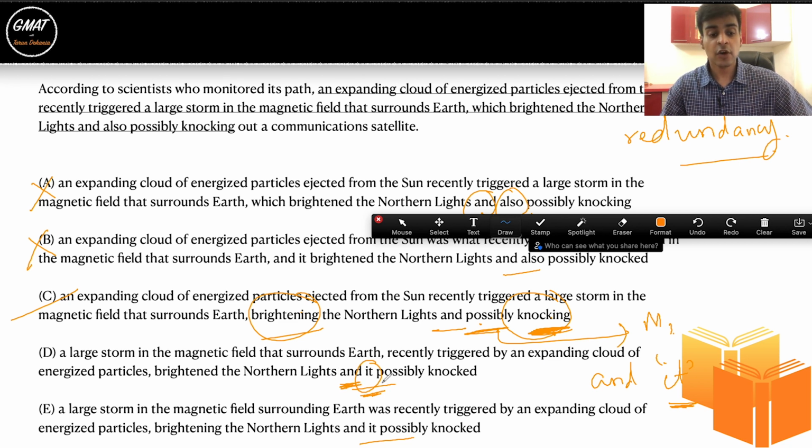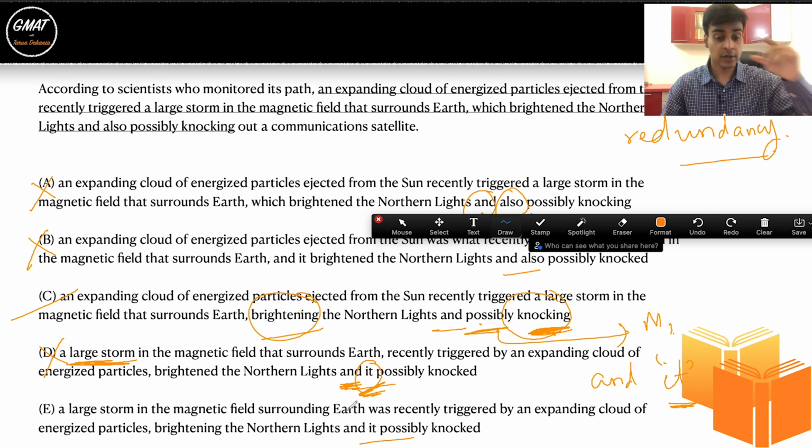The point of parallel construction is so that I don't have to repeat the same things again and again. So here the large storm is the focus. I'm using "and" so that this remains the subject and I can bring in multiple verbs. If I have to bring in a pronoun for it anyway, what's the point of PC? The sentence remains the same length. That's why the "and it" form is usually wrong. That is also redundancy. And that's D. The same would work for E, but I will have to check.